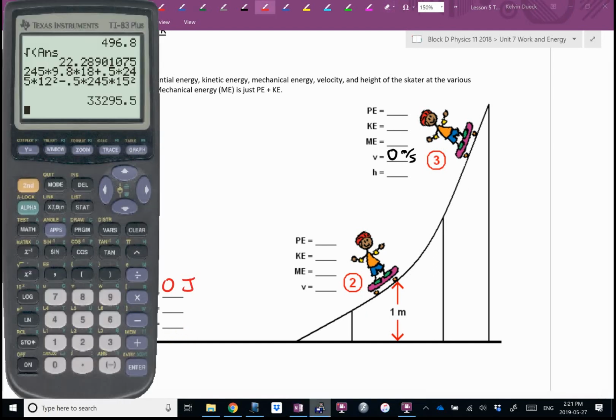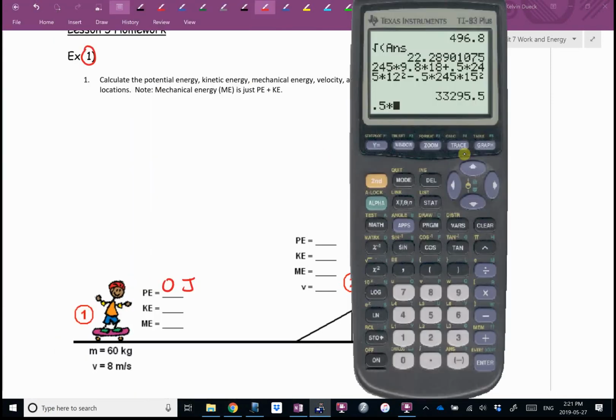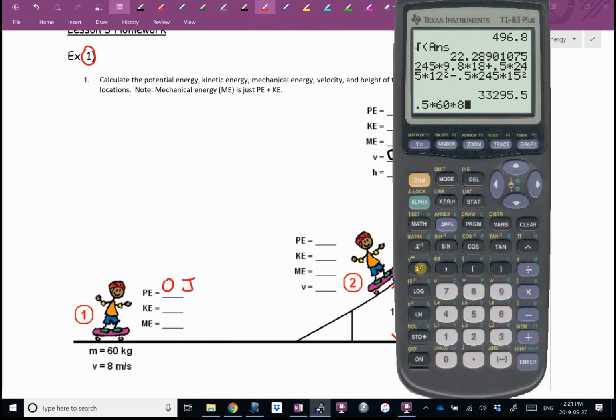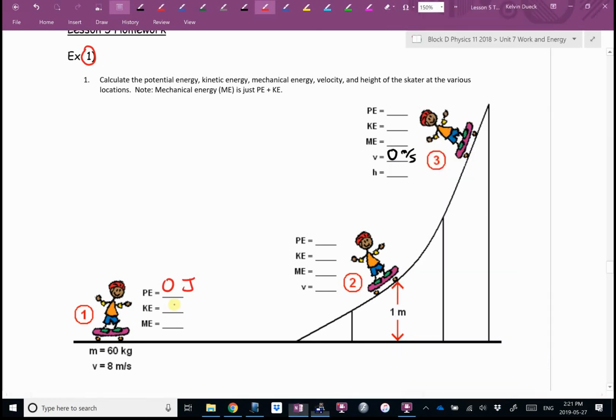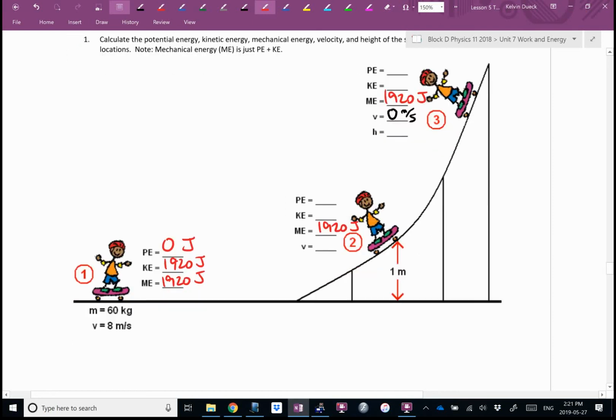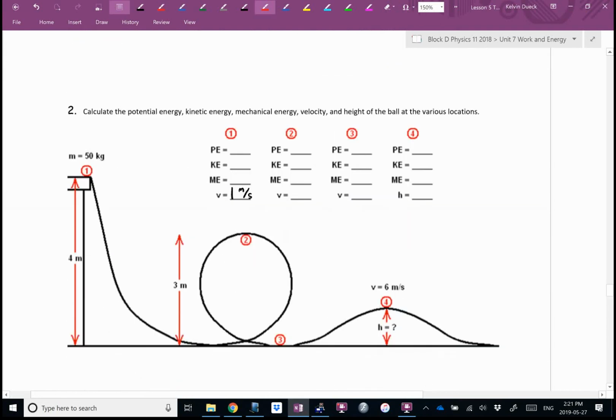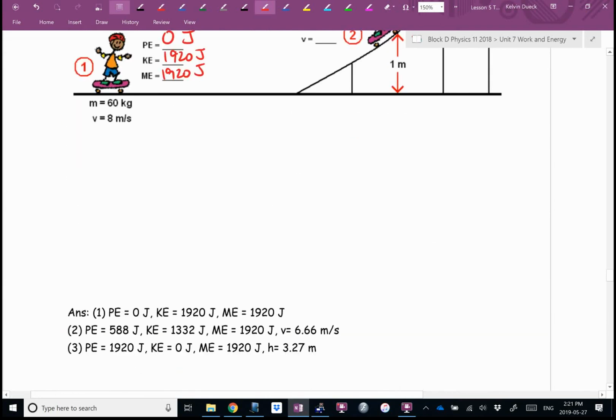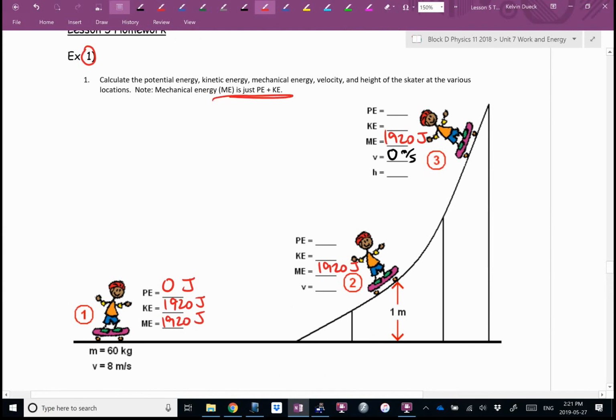Well, let's calculate it. A half, what's the mass of this kid? 60 times 8, don't forget the squared. We have 1,920 joules of energy to play with. As I go up the hill, I gain potential, I lose kinetic. But this number here will always be 1,920 joules. See if we can figure out the rest. Okay, so number 1 is good. ME is mechanical energy, the total potential plus kinetic right there.